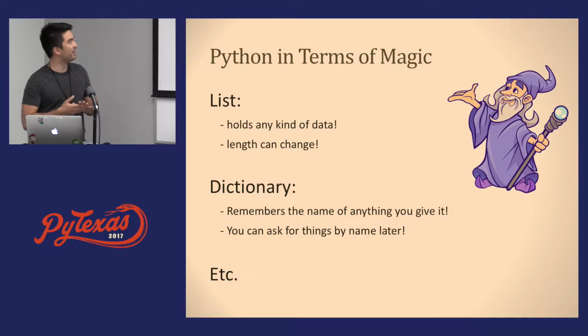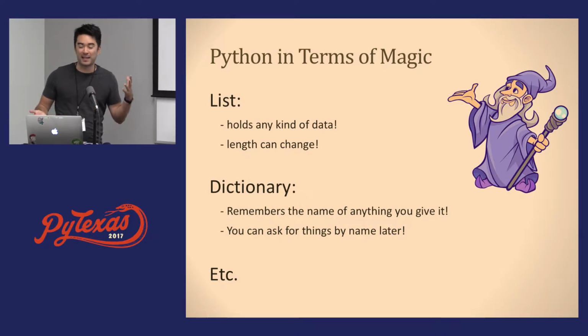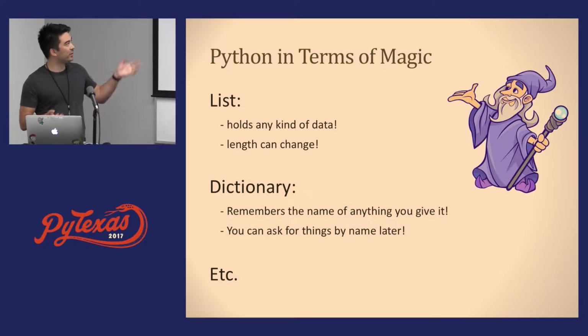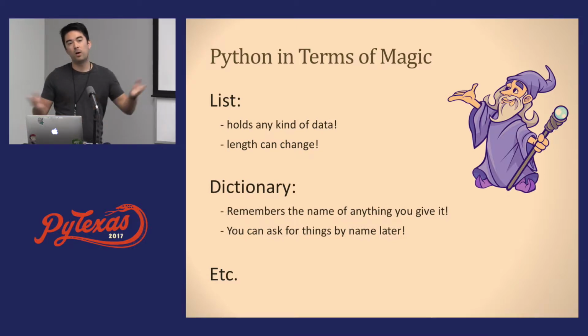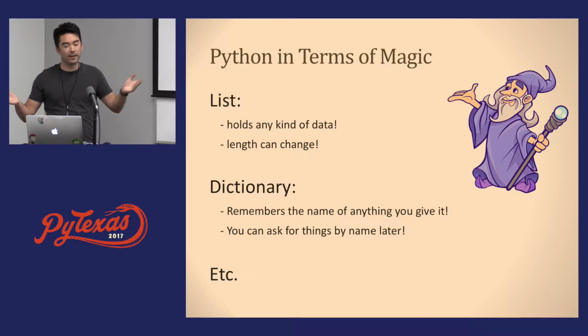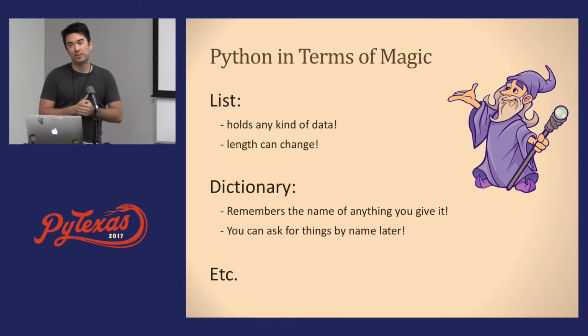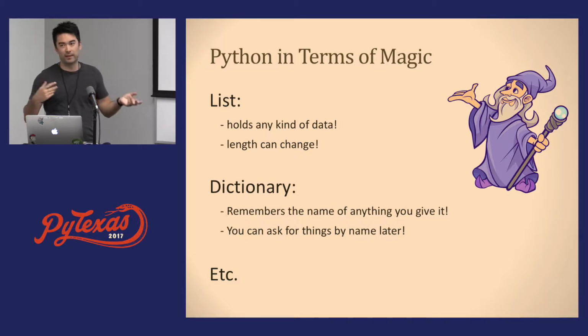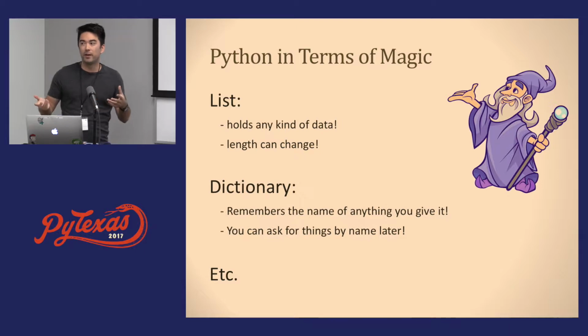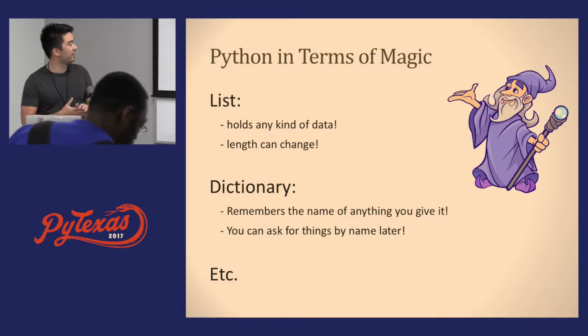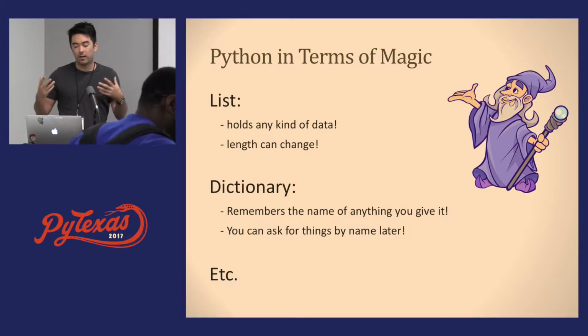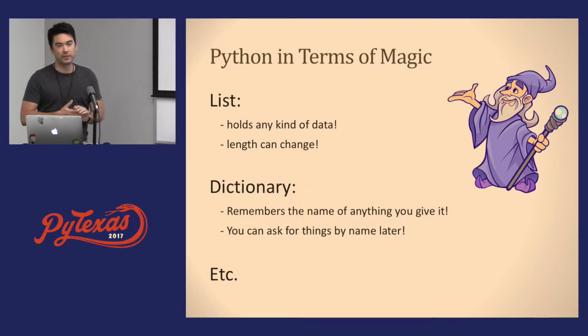What ends up happening is that you kind of explain things in terms of magic. Like when you learn about fundamental data structures like lists and dictionaries, people say things like, oh, a list can hold any kind of data. It can go as long as you want. Dictionaries remember the keys that you hand them, and they can fetch things later by name. And these are really useful metaphors for getting started, and they're easy for humans to understand, but they're not a good representation of what's actually going on.